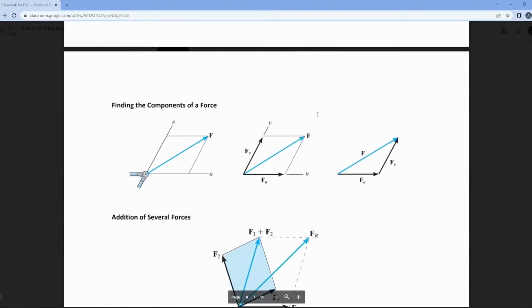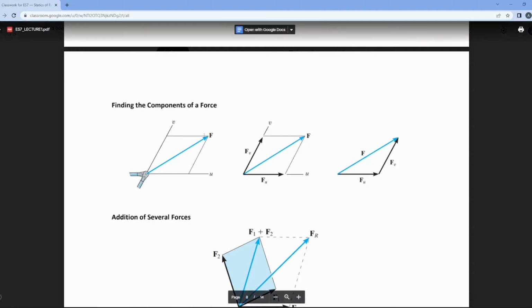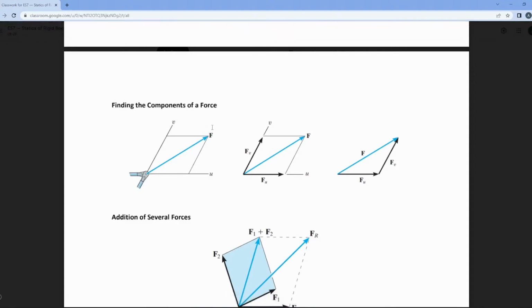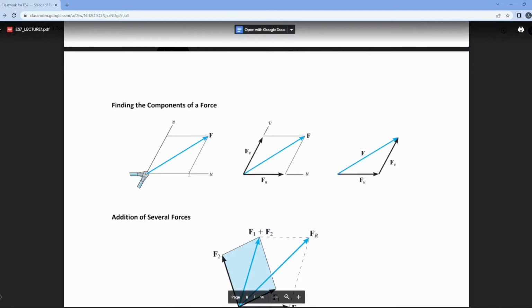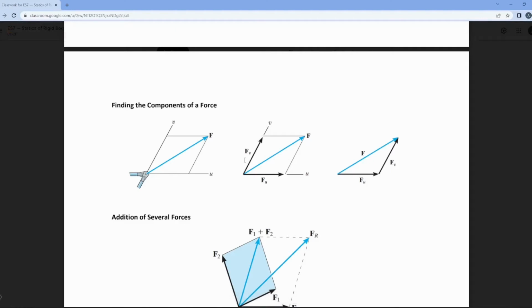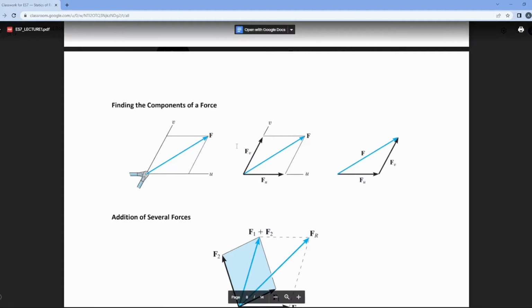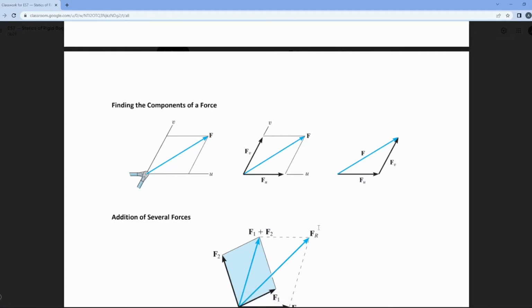Now, what if the given is the resultant force? Then, you break it down into components along axis U and axis V. So, from the head of your resultant force, you draw a line parallel to one of the axes, to the two axes actually. So, parallel to V, parallel to U. This part here is the component along axis V, so F sub V. And this one is the component along axis U, F sub U. Okay. So, there.